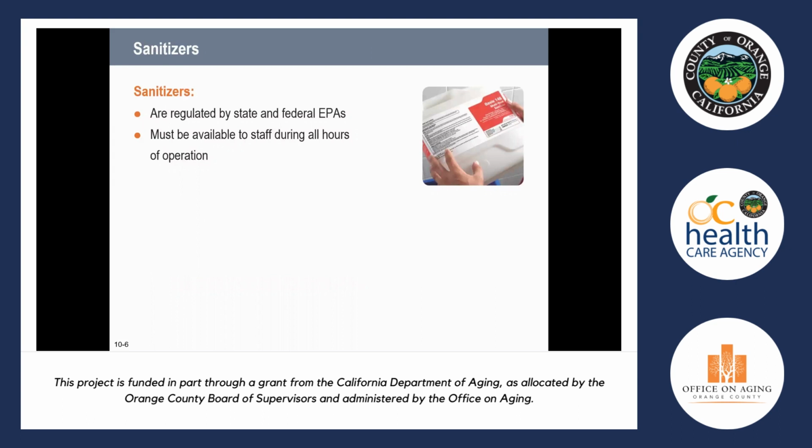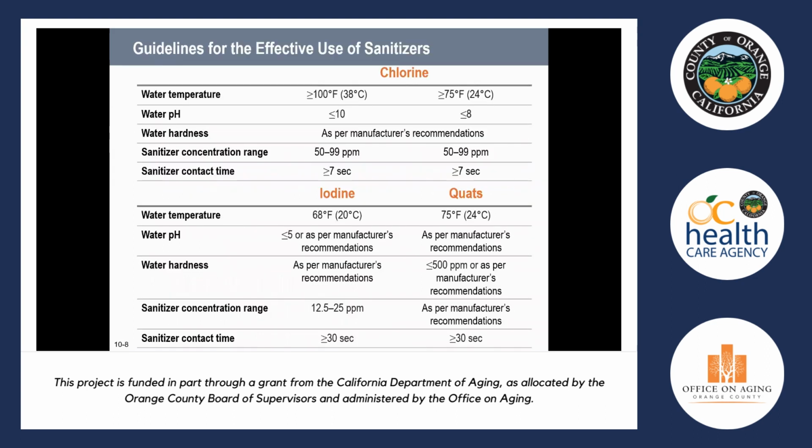Chemical sanitizers are regulated by state and federal environmental protection agencies. They must be provided and available to employees during all hours of operation. Noted in the charts are the guidelines for the effective use of sanitizers. Take some time to review the charts.